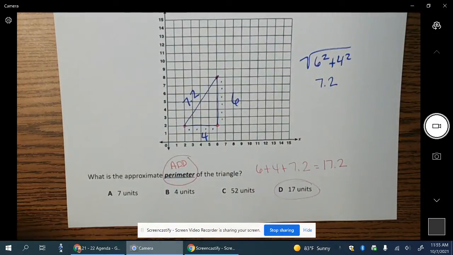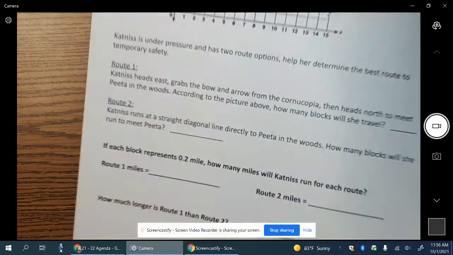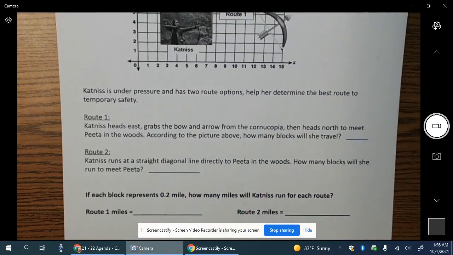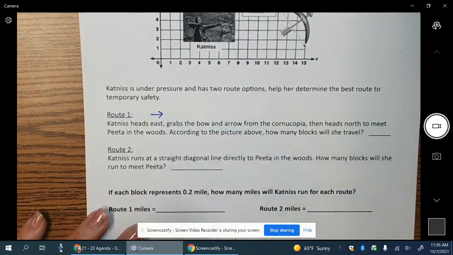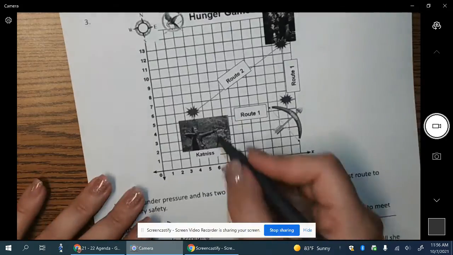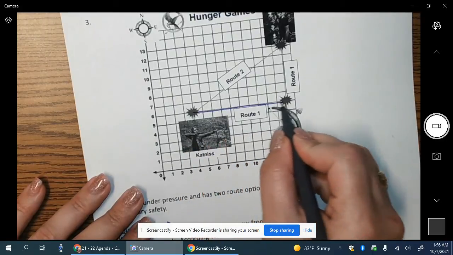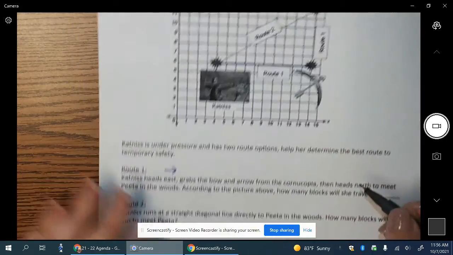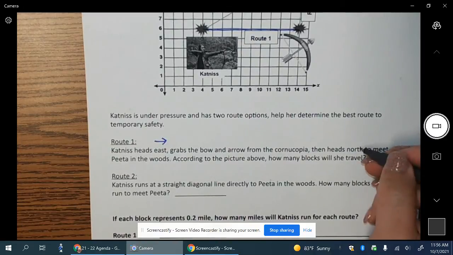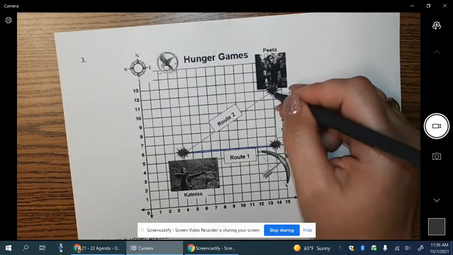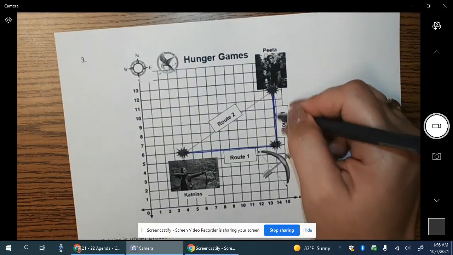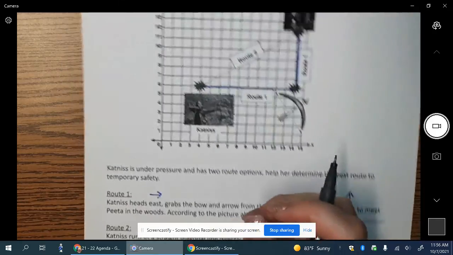On the back, we are watching as Katniss is trying to get to Peta. At first, she does not know there's a shortcut, so she goes the long way. Her first route is to head east. What direction is east? This way, right? Okay, so she's going to the right, all the way to this other star. And then she's grabbing her bow and arrow, her cornucopia. She's going north. Which way's north? Up. To meet Peta in the woods. So if she went that way, we need to figure out how many blocks that is.